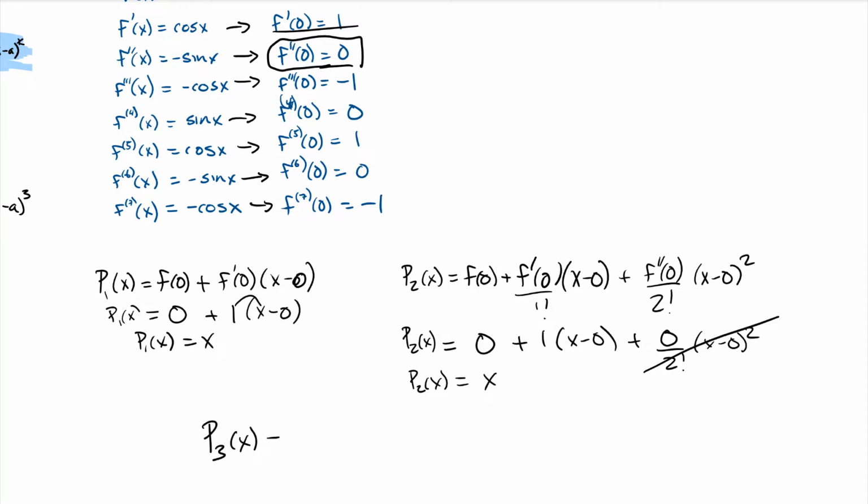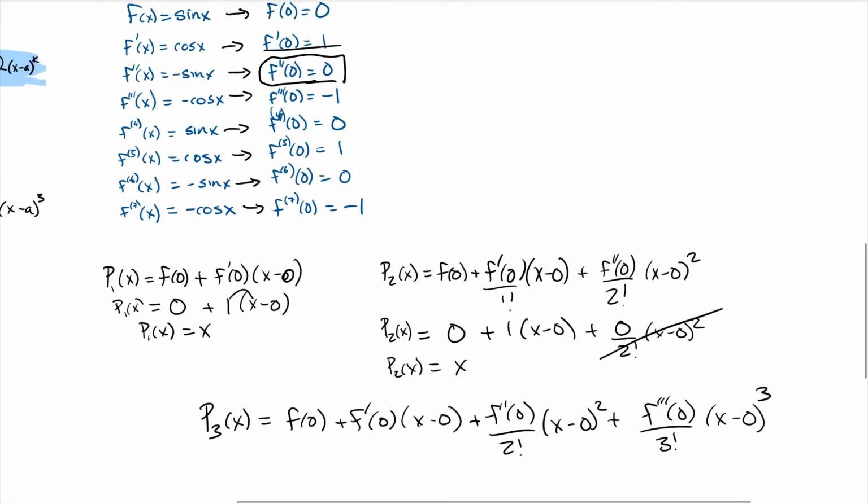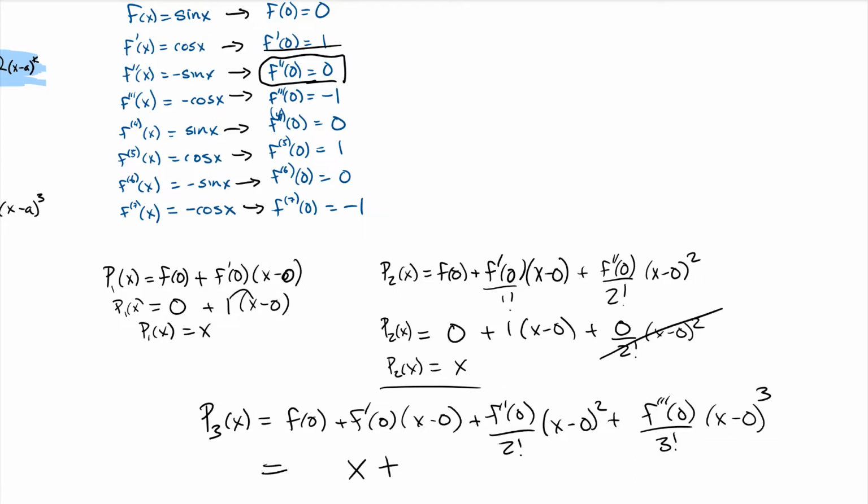Actually, we're going to do more. So it's f of 0 plus f prime of 0. I know I keep writing this. You're like, dude, I already know. Yeah, but if you do this, you're going to get the pattern down really well. And then f triple prime of 0 over 3 factorial times x minus 0 cubed. But we already know P2, it's right here. So I'm not going to plug all that stuff in. I'm just going to say it's x plus, what's f triple prime of 0? f triple prime of 0 is -1.